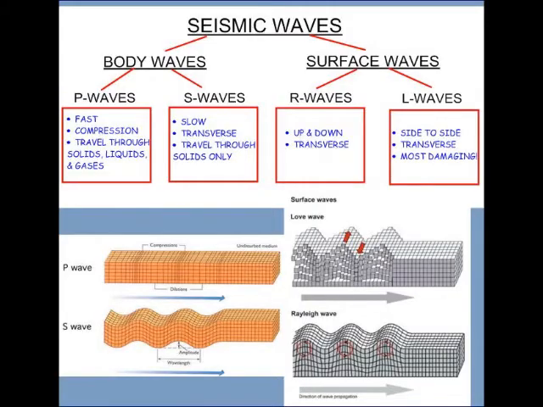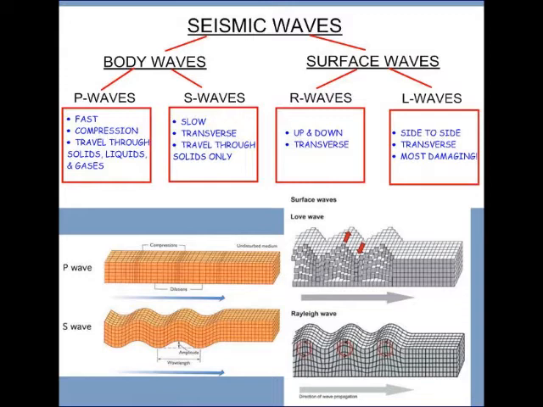The body waves are further broken up into P waves and S waves. P waves are fast, they are the compression waves, and they travel through solids, liquids, and gases. S waves are slow, they are transverse waves, and they can only travel through solids. You can see in the diagram here the difference between P waves and S waves.